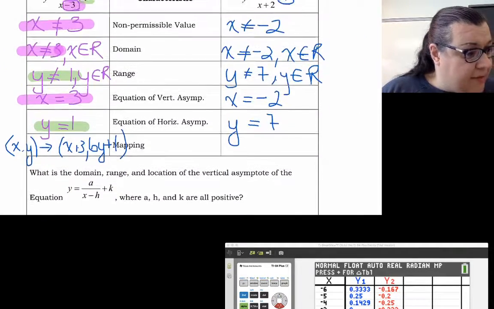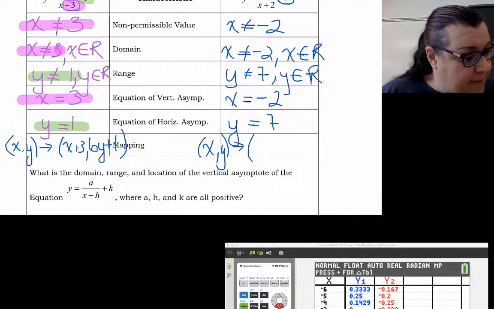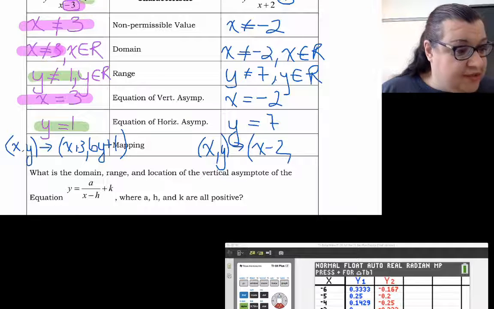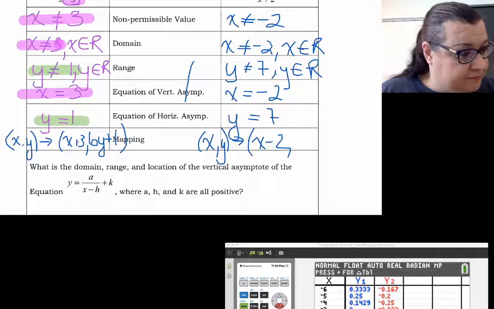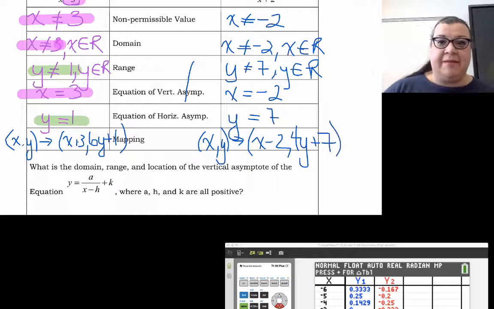Right, and so of course our mapping then, just to finish off our note, our mapping is that our (x, y) is going to become (x minus 2, because we're moving to the left 2. We are going to stretch the y values by a factor of 4, so 4 times y, and we're going to add 7 to it. And that would be our mapping.